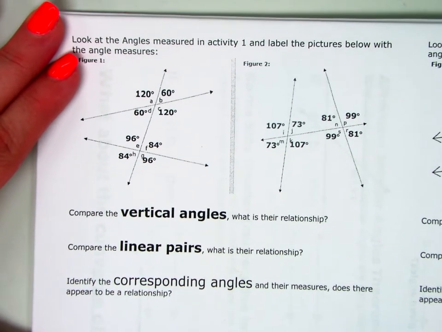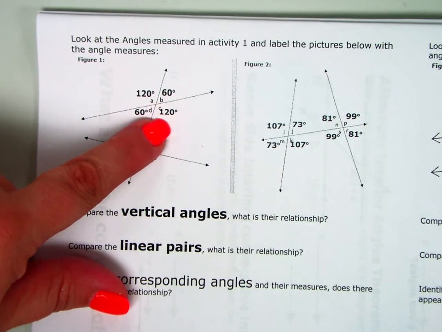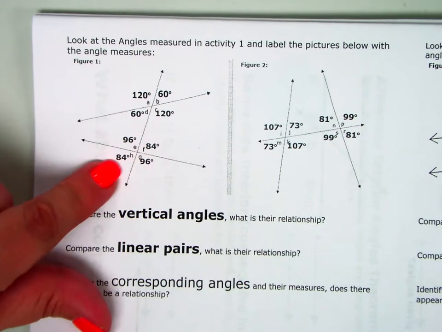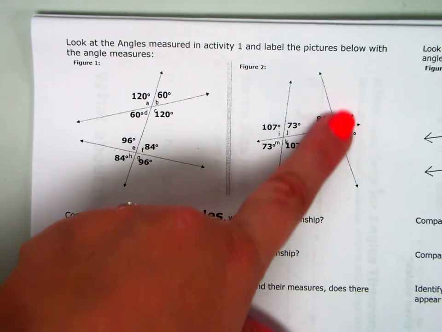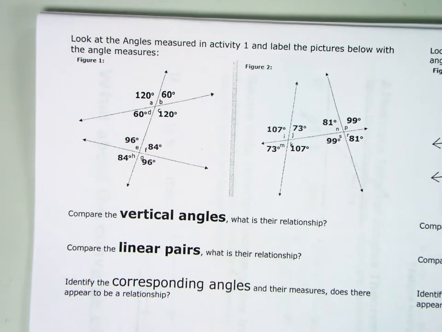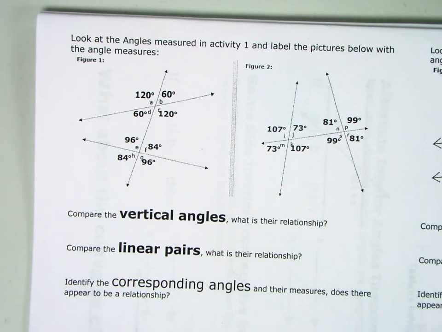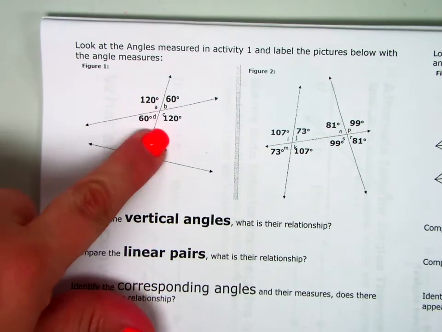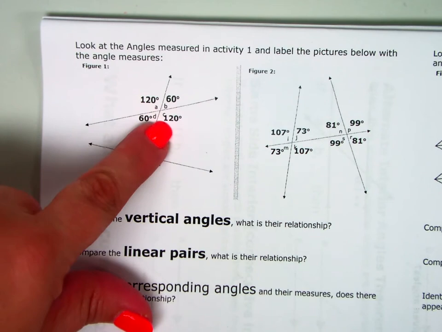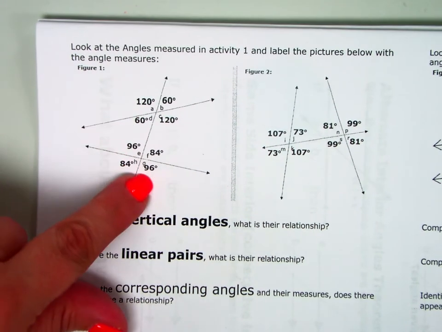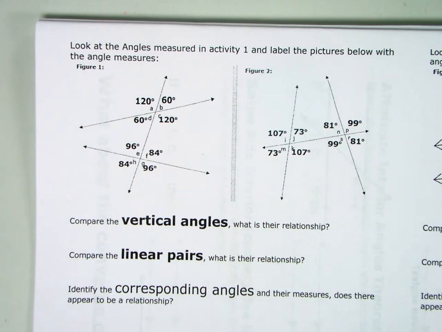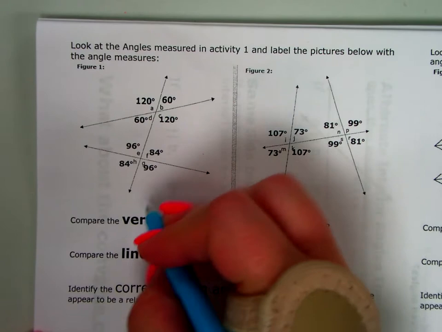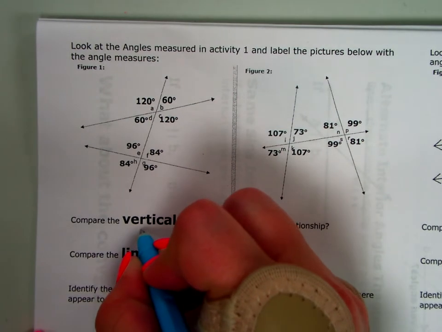All right, compare the vertical angles. When I look at all the vertical angles in my pictures here, what's the relationship? Are they congruent or are they supplementary? They're equal. 120, 120, 60, 60, 96, 96, 84, 84. Vertical angles, you should know this by now. We've been doing this since the second week of school, or maybe third. They're across from each other when two lines intersect, so they are congruent.